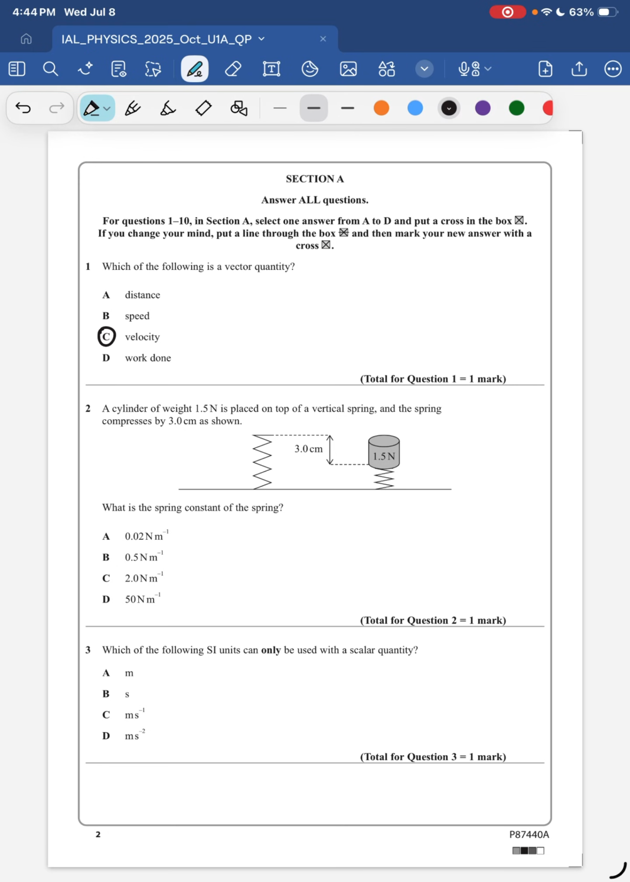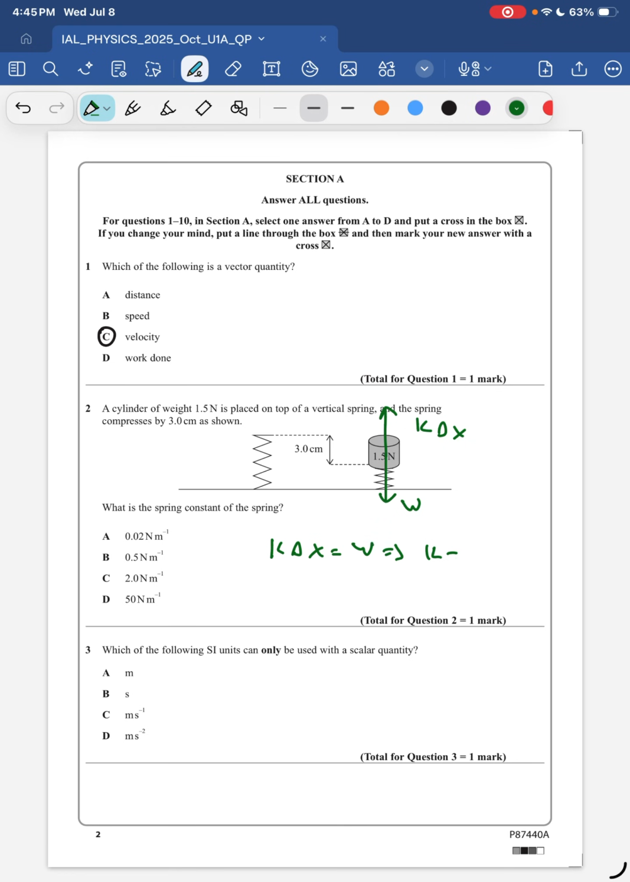A cylinder of weight 1.5 newtons is placed on top of a vertical spring, and the spring compresses by 3 centimeters as shown. What is the spring constant of the spring? Okay, so just two forces act on our body, so we can write them down. So the weight pulls down, and then the spring pushes up by k times delta x, and we have equilibrium. So k times delta x is equal to the weight.